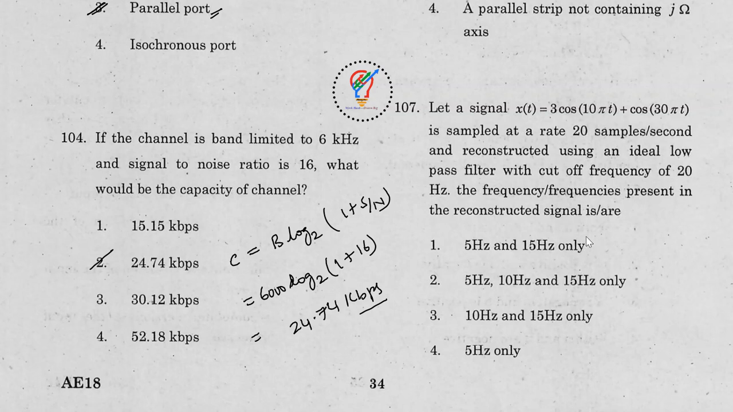First, to find the values of f1 and f2, let me do it here. First we'll take fs, the sampling frequency, as 20 Hz. From this I can write the first frequency f1 from 10 pi t. Omega is nothing but 2 pi f. If you solve this, f1 is going to be 5, and here f2 will be 15. So these are the two options available, 5 and 15, and both are sampled. So the answer will be 5 Hz and 15 Hz respectively.